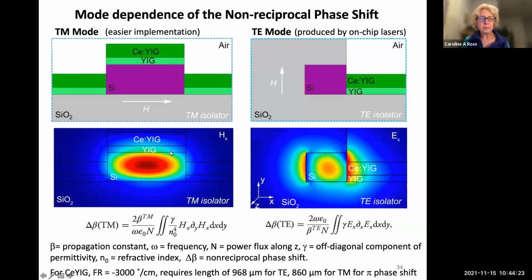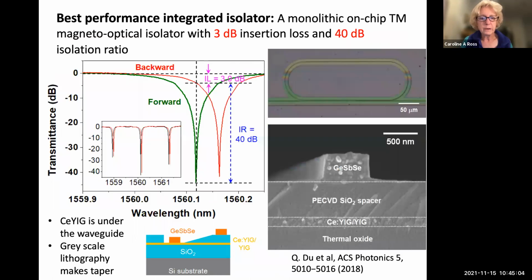We can model the propagation of light through the silicon waveguide with the cladding of garnet, cerium YIG, or bismuth YIG, whichever one it happens to be, or bismuth terbium garnet. And I want to point out that there are actually two modes for this. The TM mode, transverse magnetic mode, where the garnet needs to be on top of the waveguide, and then the TE mode, transverse electric mode, where the garnet needs to be on the side of the waveguide. And this one is much more difficult to implement, but it's actually the one you want because on-chip lasers produce TE mode of light.